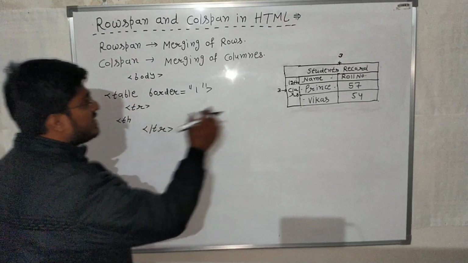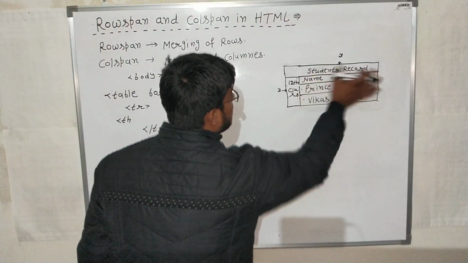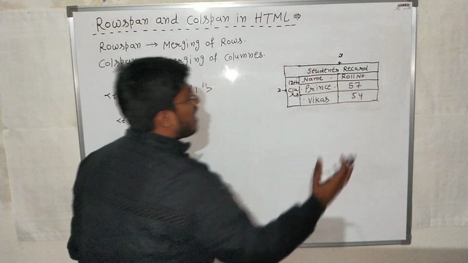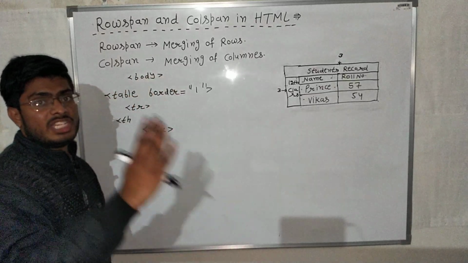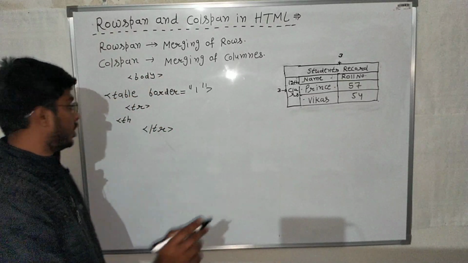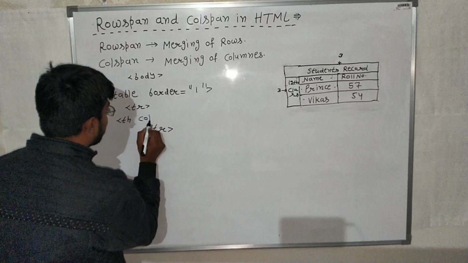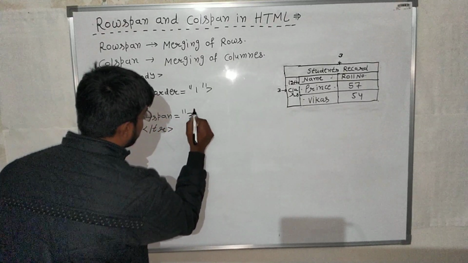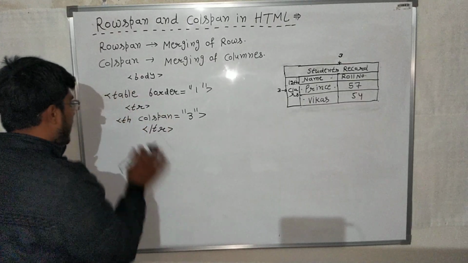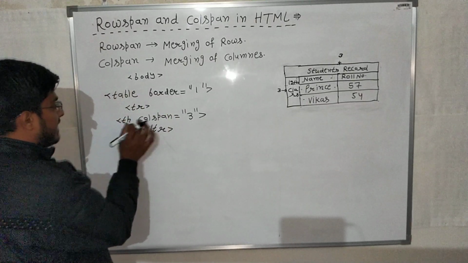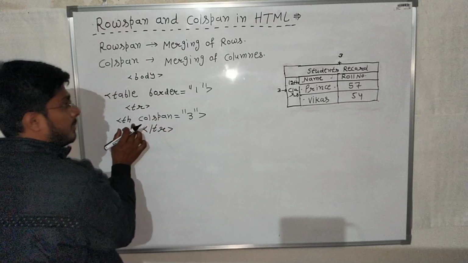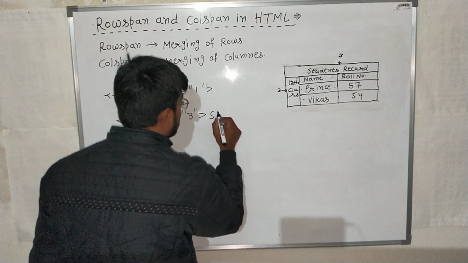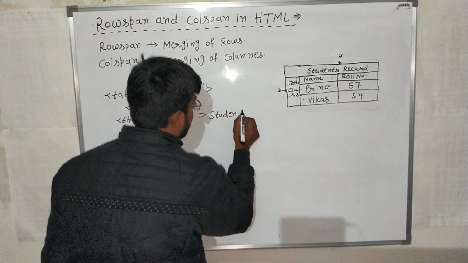You can see here that this table row is made up of how many columns? 1, 2, 3. So what we have to do is give here colspan equals to 3, because it is a merging of the three columns. So let us give here colspan equals to, in double quotes, 3. We have applied the property of table heading, that is colspan equals to 3, to that table heading. And the data in that table heading is what? Student record. So I have to write here the student record.